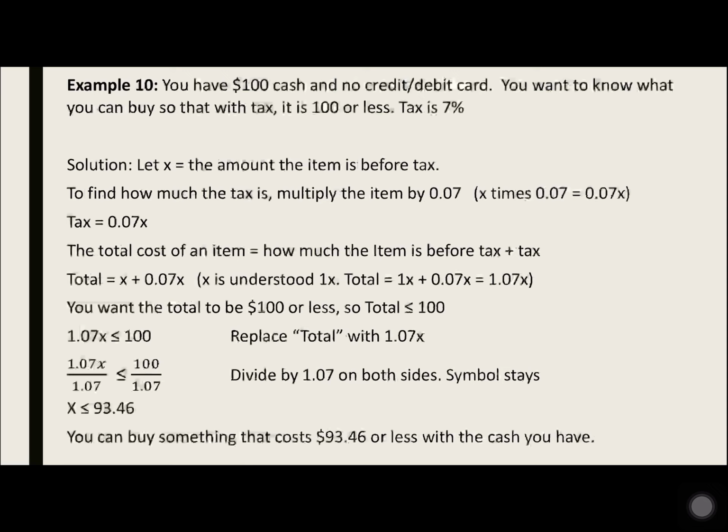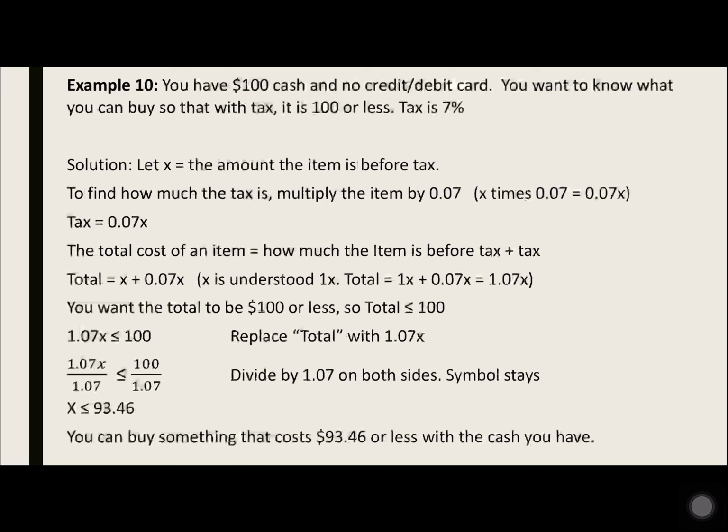The total cost of the item will be how much it is before tax plus tax. So the total is X, how much it is before, plus the tax, 0.07x. X is understood 1x, so the total is 1x plus 0.07x equals 1.07x. You want the total to be 100 or less, so the total needs to be less than or equal to 100.